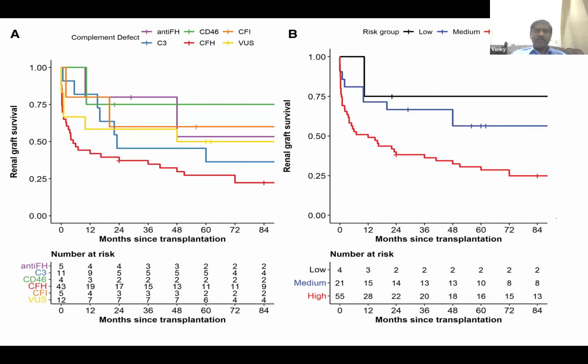Similarly, on the other side, we see the red being the factor H mutation, which has the lowest survival. Above is the factor B. The yellow, purple will be the medium group. This includes yellow, which will be B variant of unknown significance, and the purple will be the anti-factor H antibody being positive, and the top one being the CD46, and the orange one being the factor I, which belongs to the medium risk. So the red and blue are high risk, and the middle three are the medium risk. The top one is the low risk. So the renal graft function improves as the risk reduces. So these are the graphical representation of this.